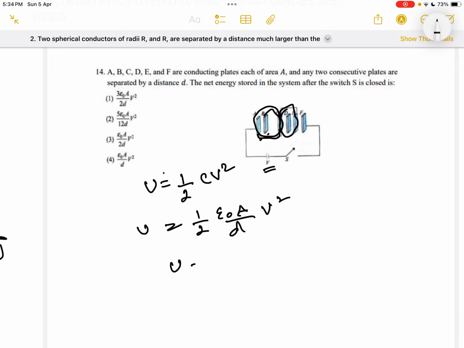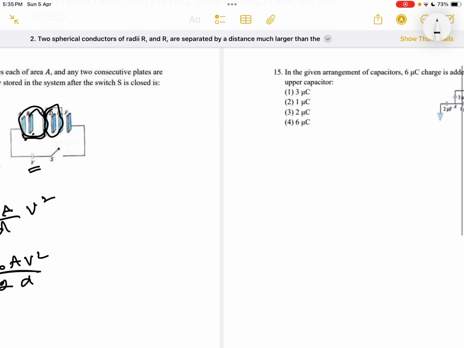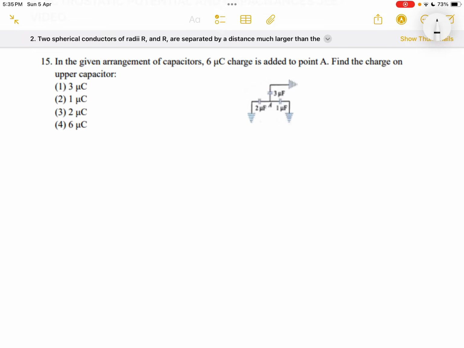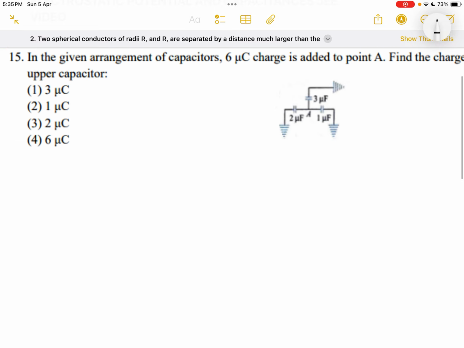So what is the potential energy now? It is epsilon naught A V square divided by 2D. Epsilon naught A V square by 2D matches with option C. Let's go further and do question number 15. In the given arrangement of capacitors, 6 microcoulomb is added to point A. So this point gets a charge of 6 microcoulomb.